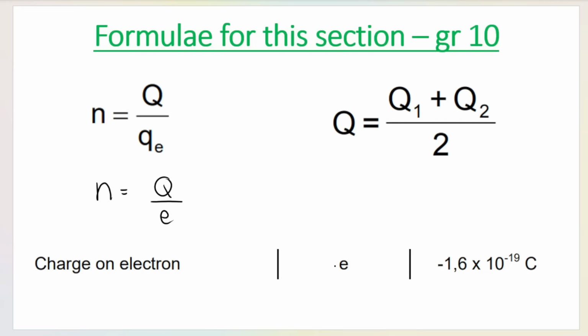You're either going to get E at the bottom or QE at the bottom. They mean the same thing. They're the charge on an electron. They are the charge of one electron. I'll go through what everything else means in a moment, but be familiar with these definitions, grade 10s, 11s, and 12s. You are taught it in grade 10.